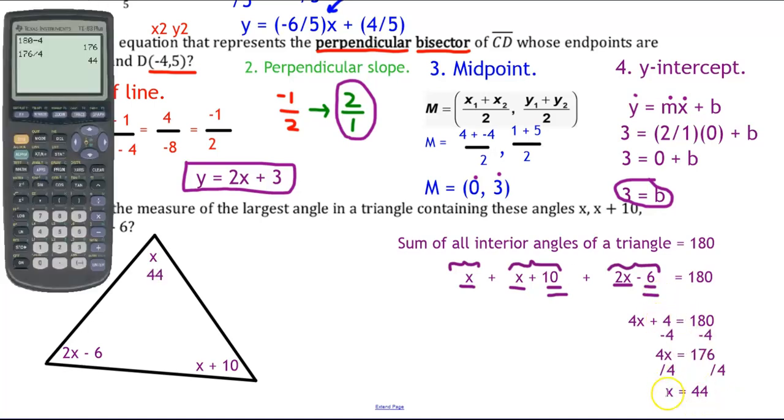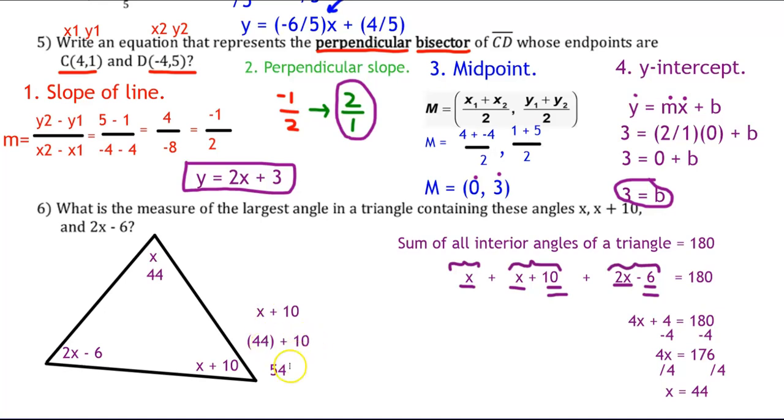So we found that x is equal to 44, but we're not done because the question asks us to find the measure of the largest angle in the triangle. The first one's easy, x is equal to 44, we just solved for that. Now we have to substitute it into the other 2 angles to see what measures they have. So 44 plus 10 gives us 54, so this angle is 44, this angle is 54, and this angle is the last one left over.